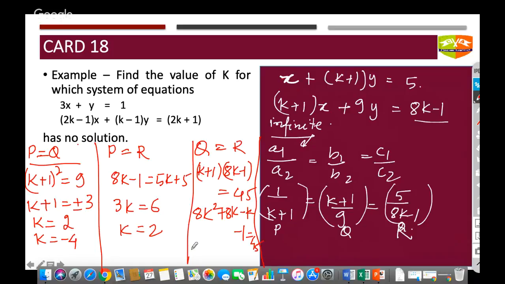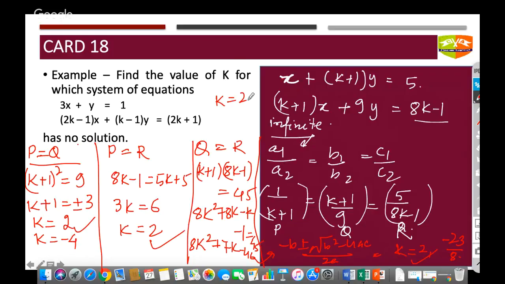So what do I get here? If you solve this equation, 8k² + 7k − 46 = 0, by the formula −b ± √(b² − 4ac) divided by 2a, you will find that k is equal to 2 and −23/8. Now I'll choose only that value of k which is common to all three conditions. So k is equal to 2 is common to all three conditions.